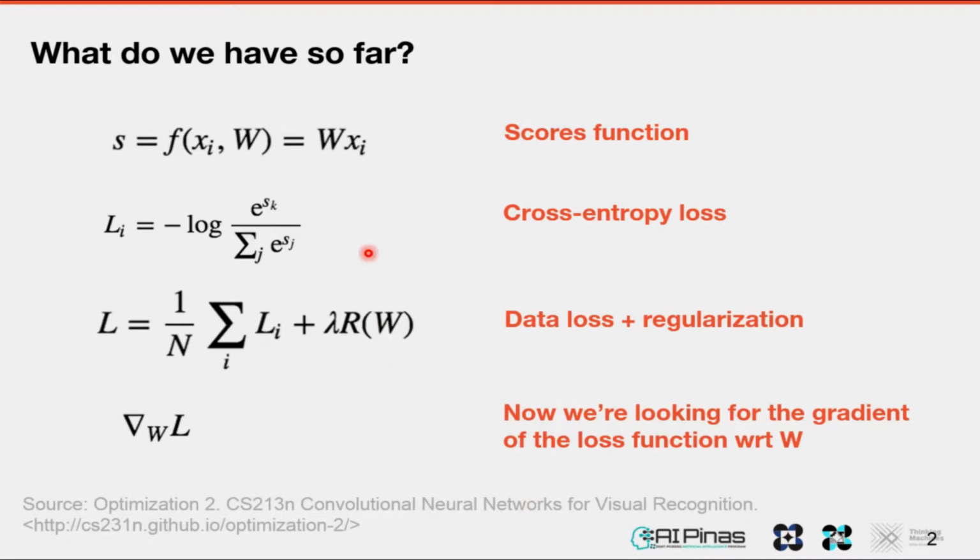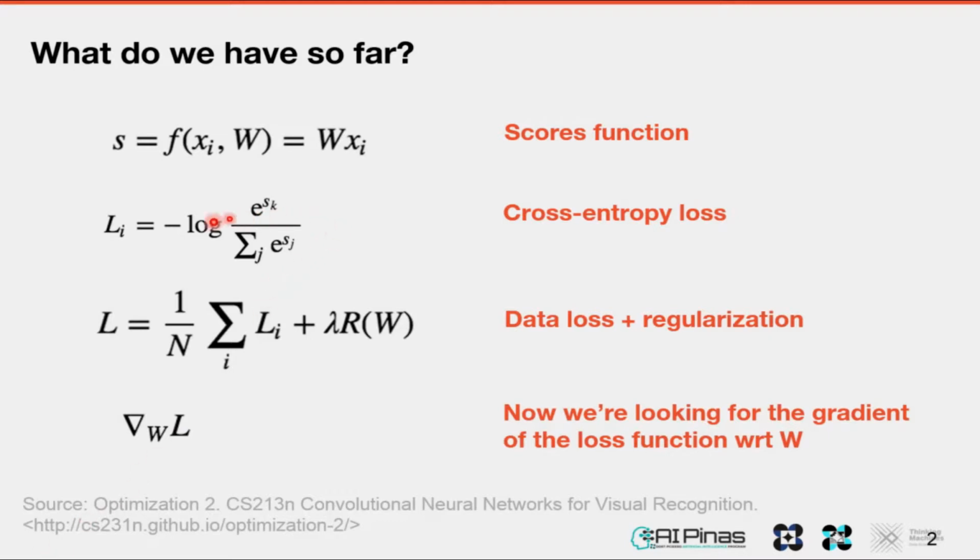First, let's recall what we have so far. Remember that in classifying images, we use a scores function or classifier to map pixel values to class scores. The matrix W contains the weights associated with each class, and the vector xi contains the pixel values of the image. If we have three classes, say airplane, car, and motorcycle, the scores function will tell us what class it thinks the image belongs to using matrix multiplication.